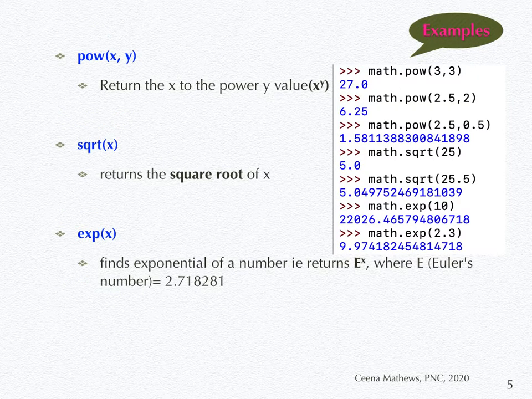Next is the power function, POW. POW of x, y will return x to the power of y. That is, as you can see in the brackets, x power y. In that example, math.pow 3, 3, that is 3 raised to 3, will be 3 into 3 into 3, that is 27. And the next example is math.pow, where you can give it in float also. So 2.5 comma 2, that is 2.5 squared, is 6.25.